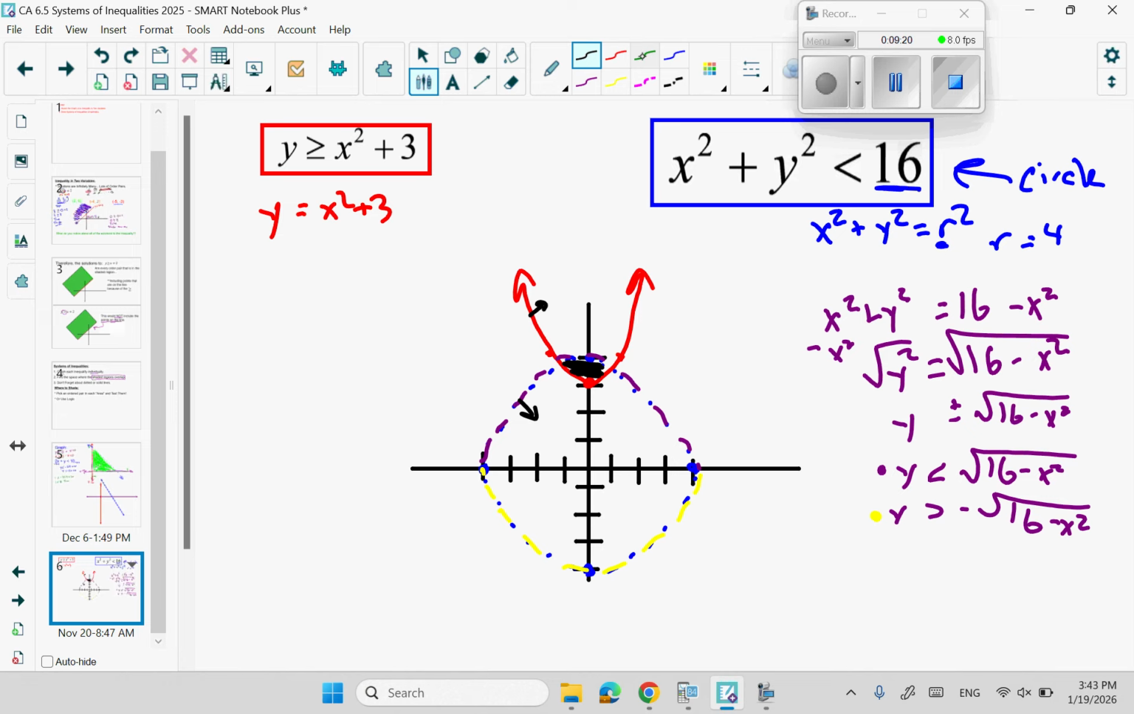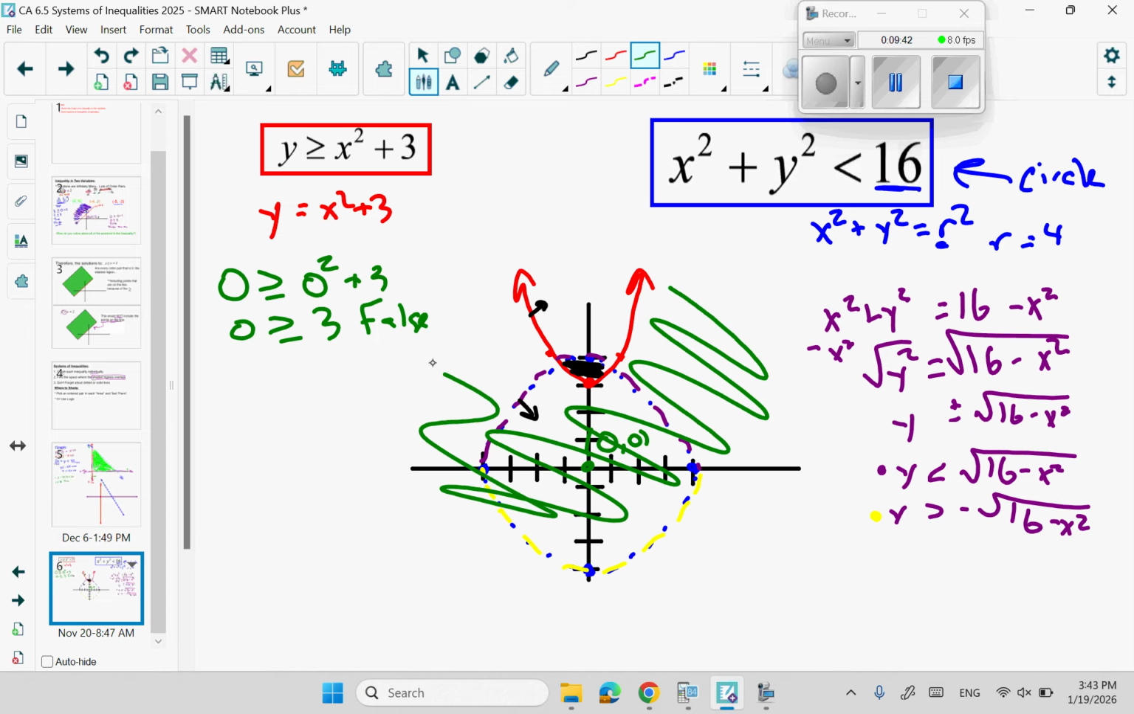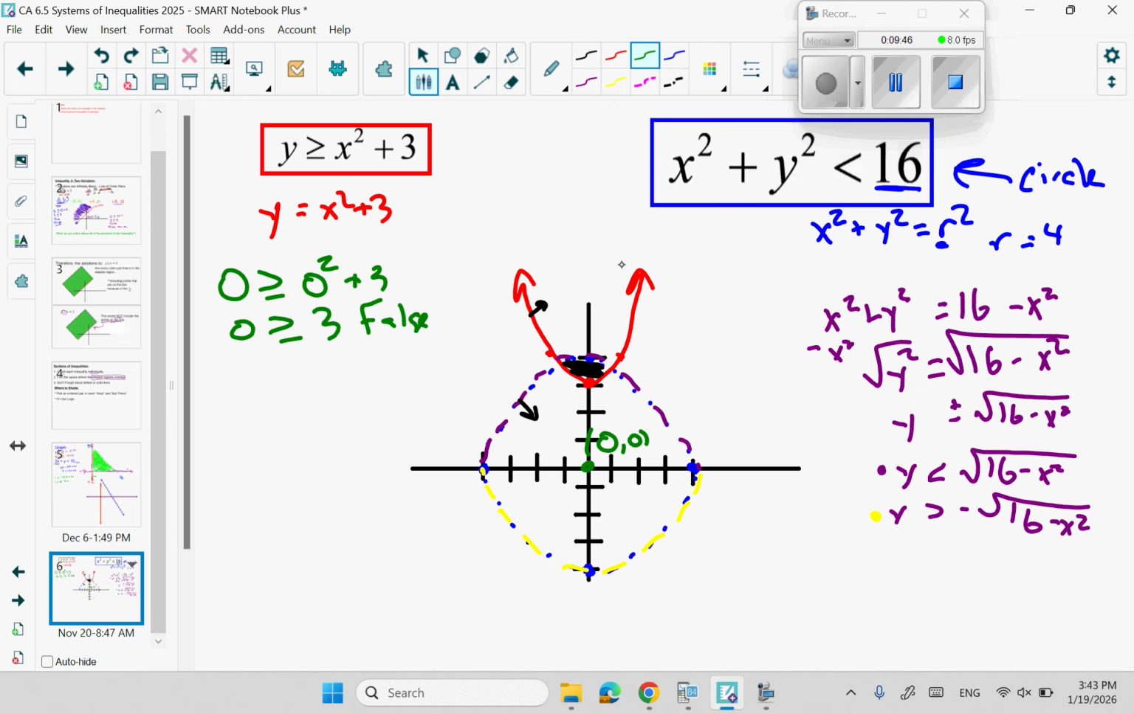If we wanted to quickly prove that, for example, I'm going to use the coordinate (0, 0) for both. So if I plug in 0 into this one, I'd get 0 greater than or equal to 3, which is false. Now, if I'm looking at where (0, 0) is in comparison to the red parabola, it's on the outside. So if it was true, I'd shade all this stuff. But because it isn't true, I would shade inside the parabola.